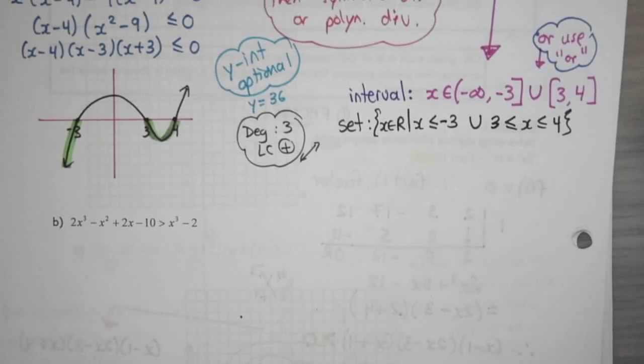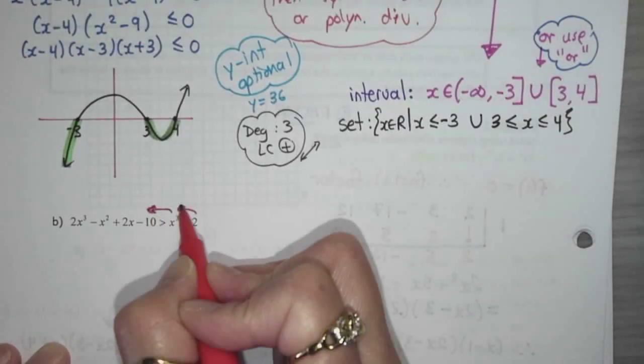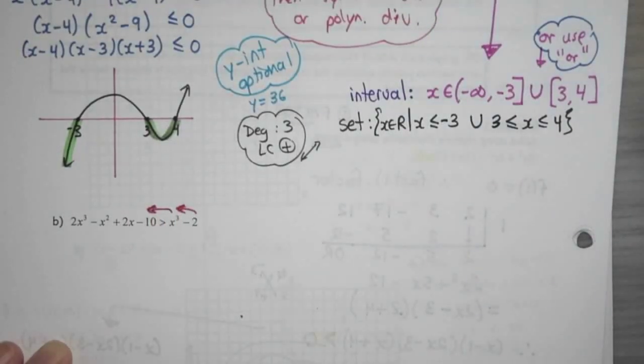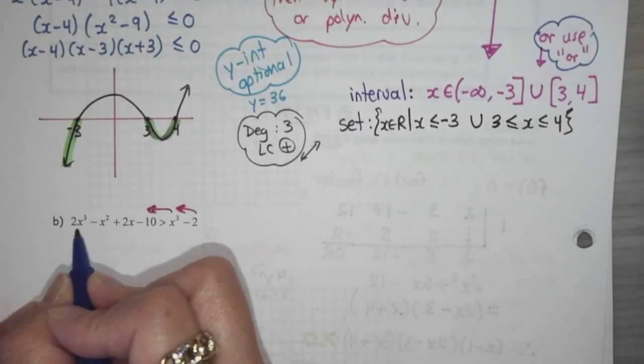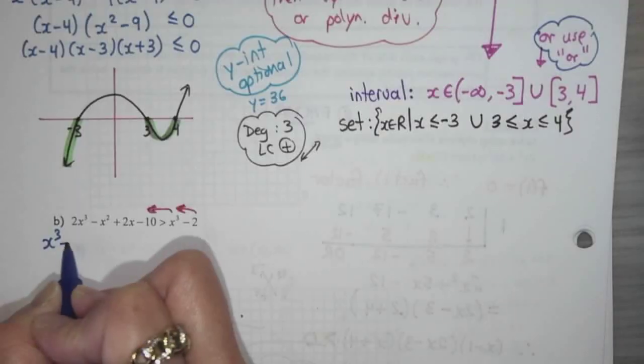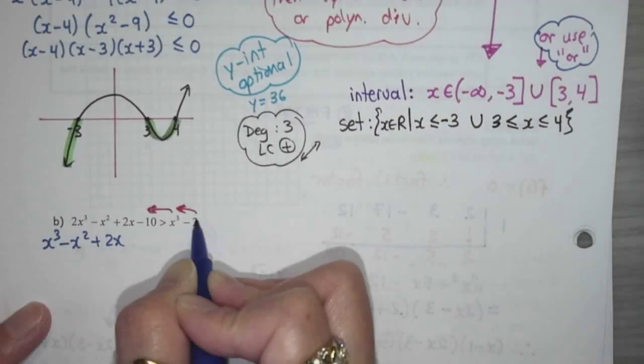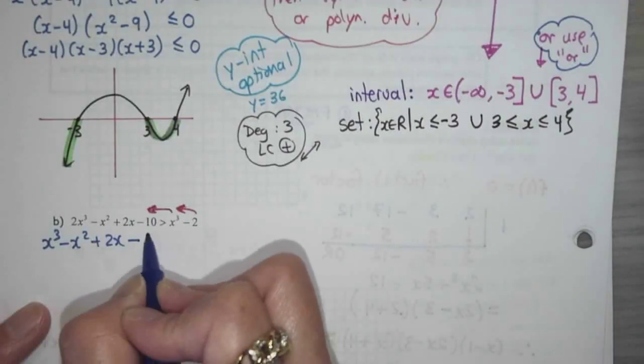All right, so this one here, same first step. I'm going to bring it over to one side so I can compare it to 0. So we're going to go 2x cubed minus x cubed, so x cubed, minus x squared, 2x. This is negative 10 plus 2, so minus 8.